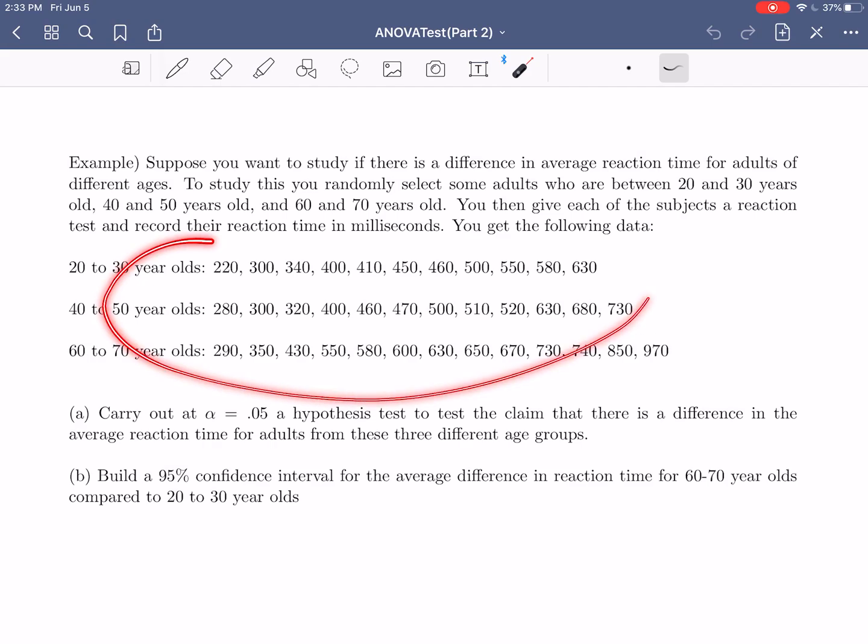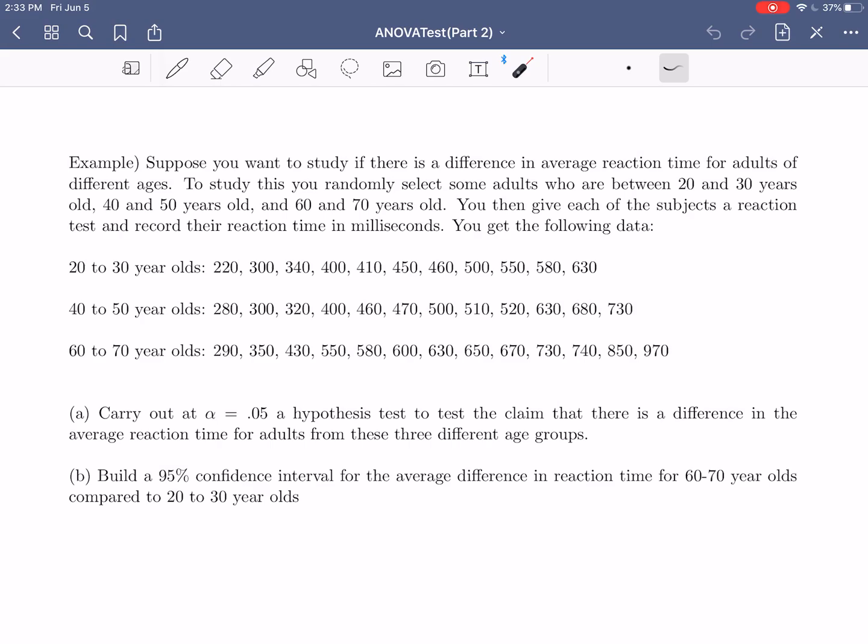So we've got these three sets of quantitative data here, and the first thing we'd like to do in part A is carry out at alpha equals 0.05 a hypothesis test to test the claim that there is a difference in the average reaction time for adults from these three different age groups.